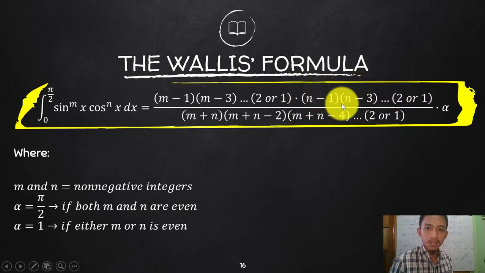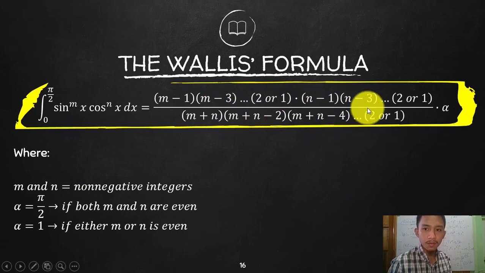Okay, so these are our multipliers for m and the multiplier for n, and we are going to multiply all of them. Then our divisor for that is, all you need to do is add your m and n. So that is our first multiplier here, m plus n, and then whatever that sum is, subtract 2, subtract 4, subtract 6, and so on and so forth up to 2 or 1.